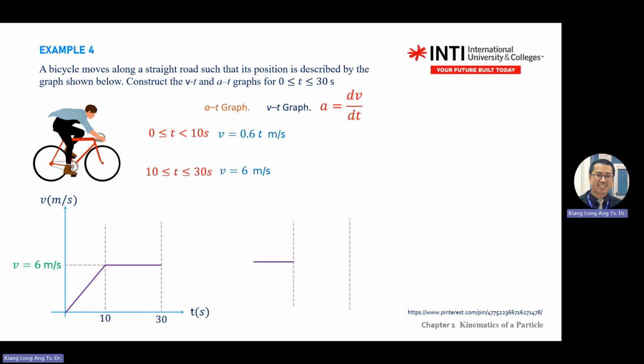So for the first one, we already have a VT graph. We want to convert into AT. So write v equal to 0.6 t. This one is derived from the previous one. Then you write a equal to dv/dt. Basically, you do differentiation of this one, which will become 0.6. Acceleration equal to 0.6 for the time 0 to 10 seconds. Again, this is a constant value. A constant value should look like a straight line. Go here. Write 0.6. Then write a equal to 0.6 meter per second squared.